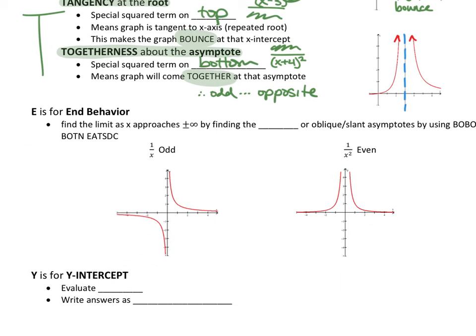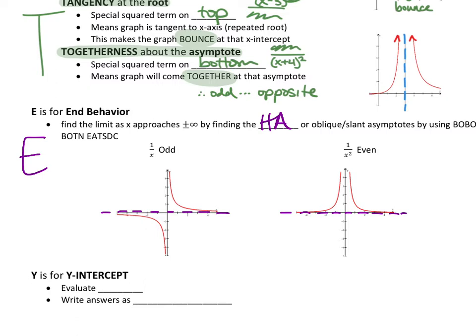E is for end behavior. This is your horizontal asymptotes. We're going to see how the graph is acting as x approaches negative infinity and positive infinity. And so for both of these examples here, even one that has a togetherness or one that has an opposite vertical asymptote, you see that both of them at their ends, or as they go out towards positive and negative infinity, are headed towards converging on the same value.